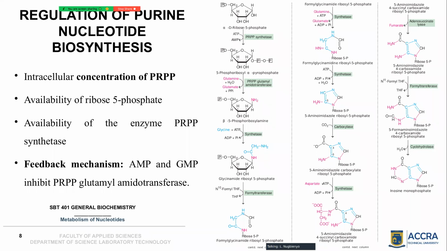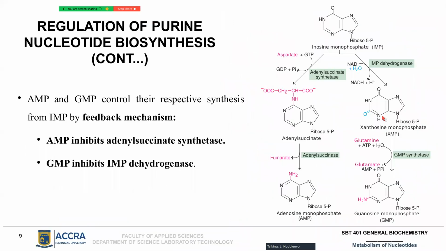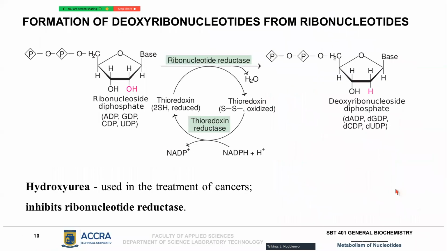If that does not fully succeed and inosine monophosphate is already produced, the products can still come and inhibit the enzymes responsible for the conversion of inosine monophosphate down the path to form them, which are now the inhibitors. Now that's about the regulation of the synthesis of these purine nucleotides.